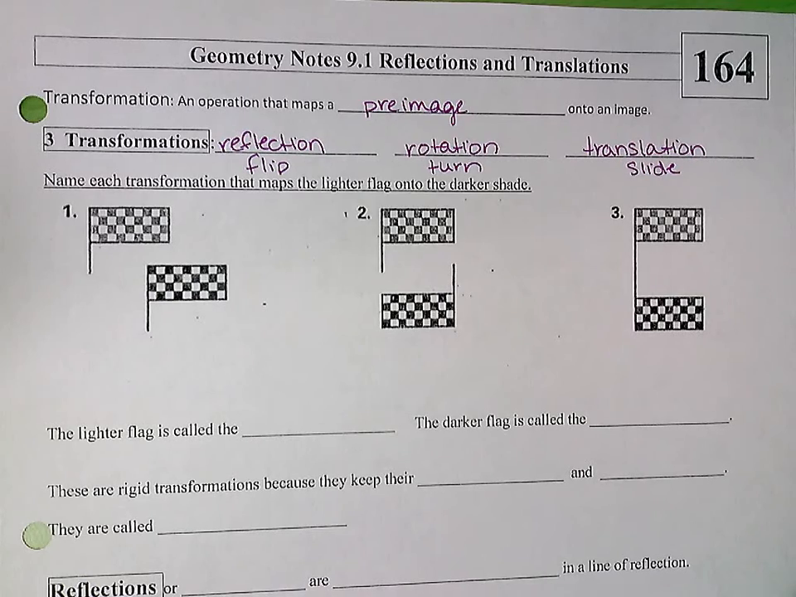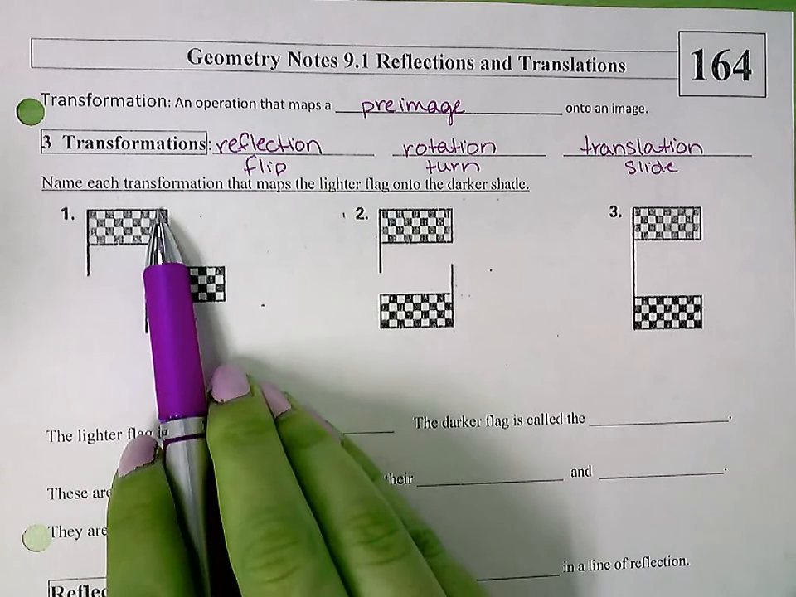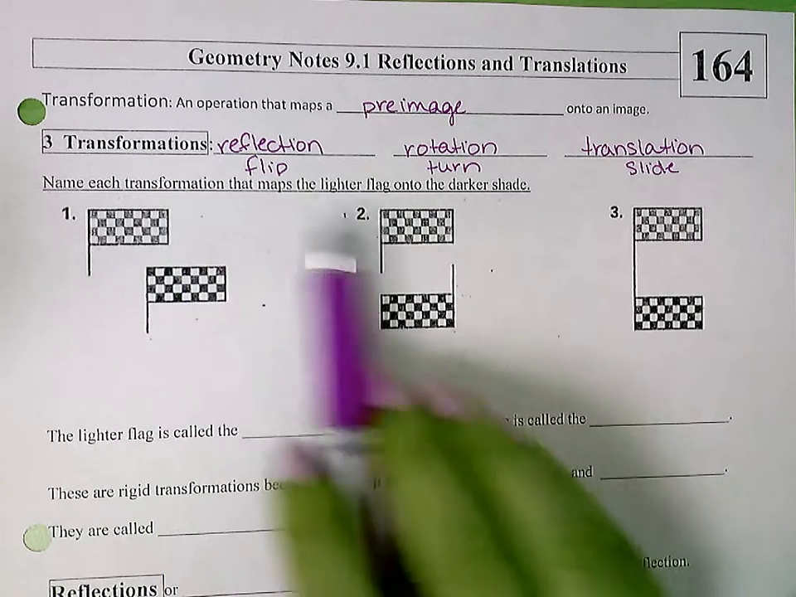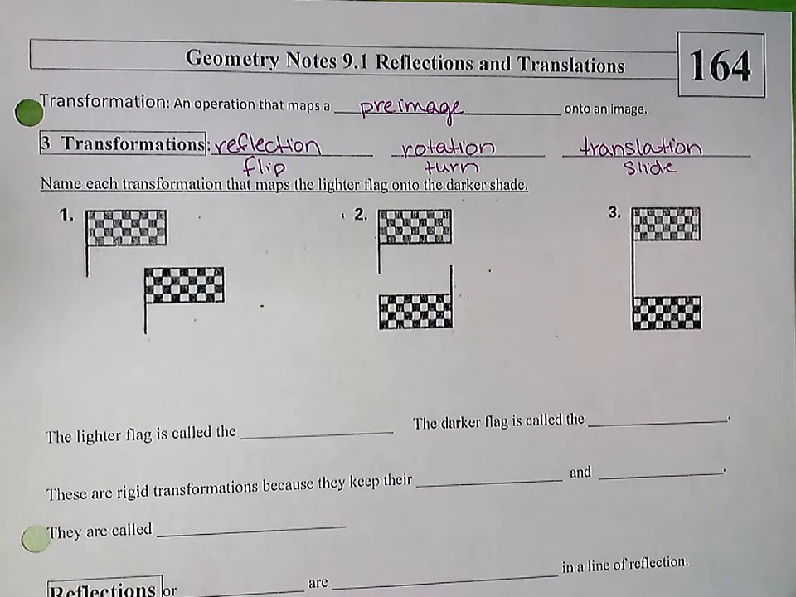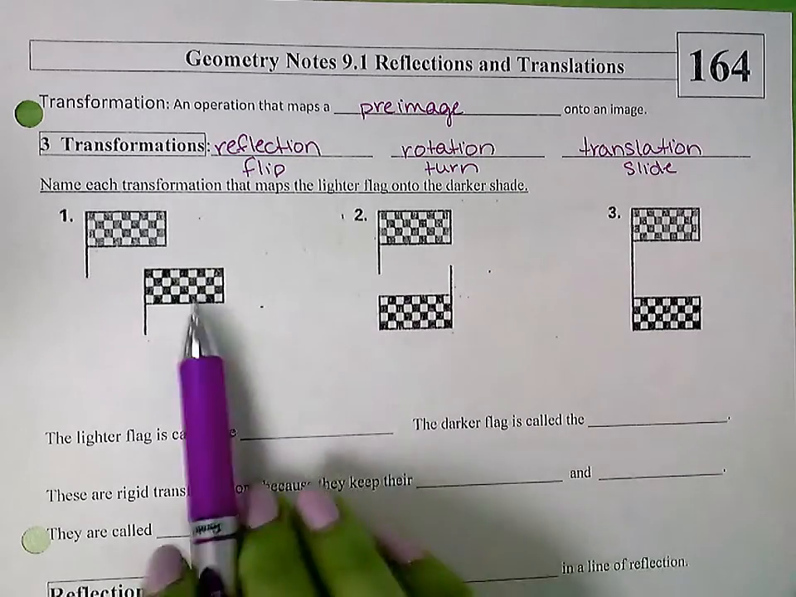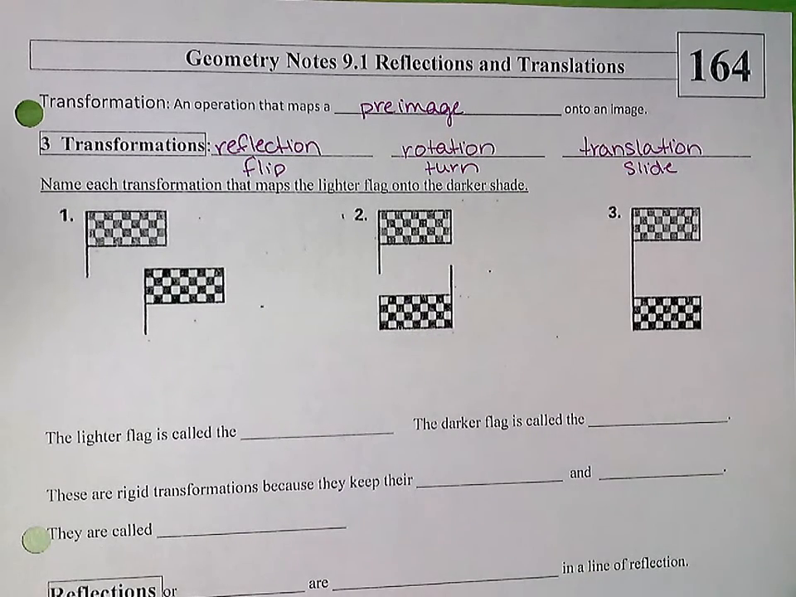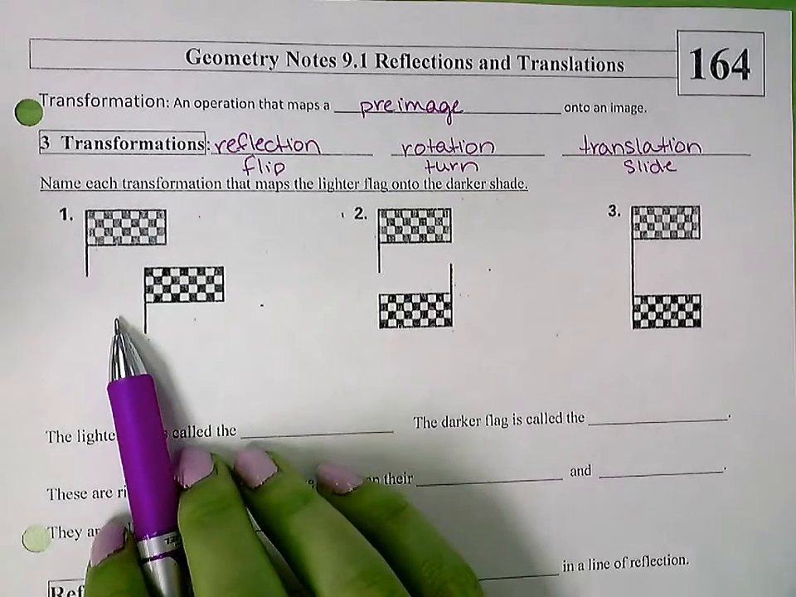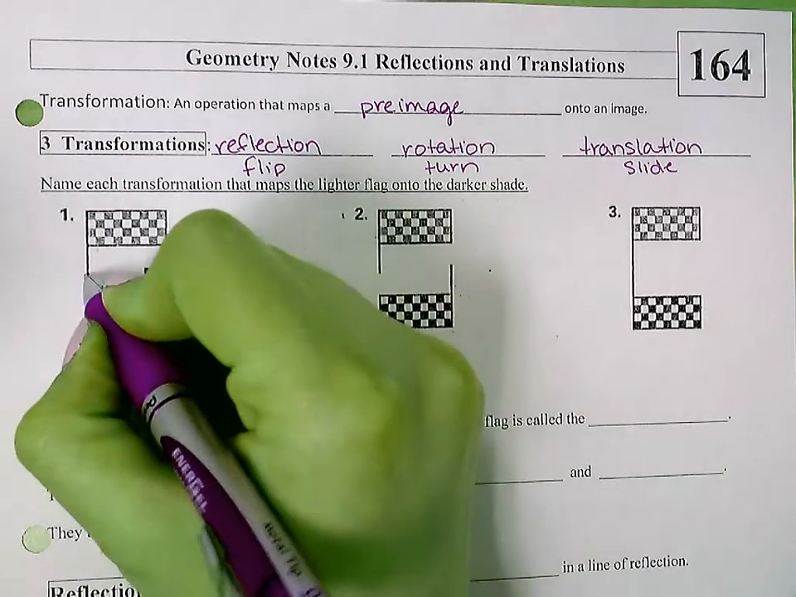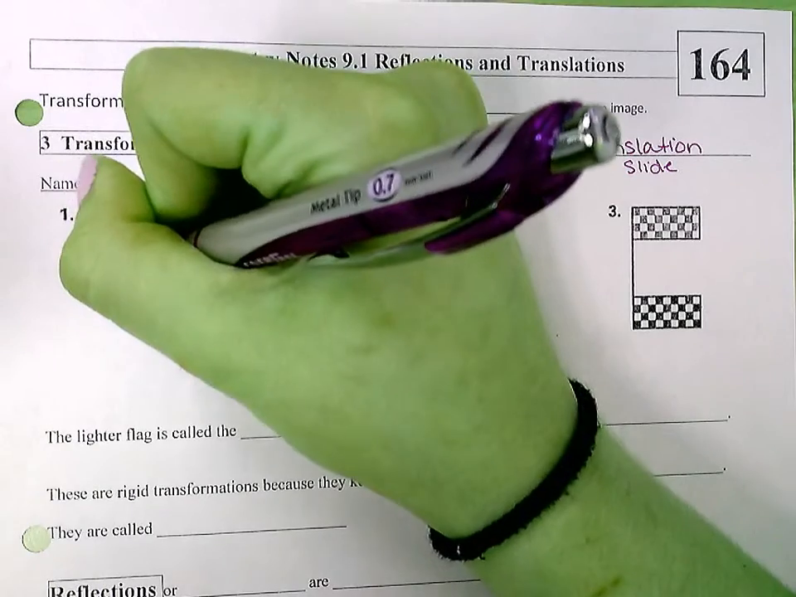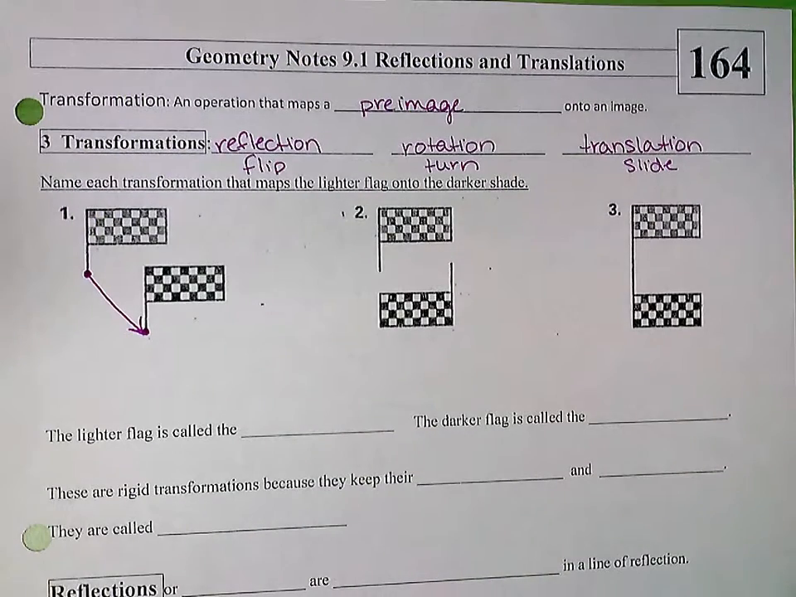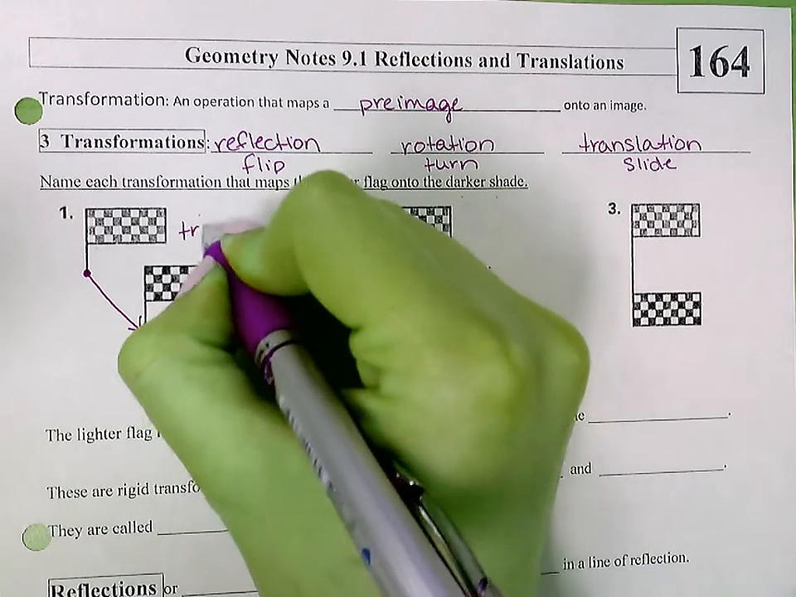Alright, so with these flags, we want to name each transformation that maps the lighter flag onto the darker shaded flag. The lighter shaded ones are these top ones, the darker ones are the bottom ones. In number 1, if I'm going from this point to the same point on that image, that's a slide. It's sliding from one to the other, so that's a translation.